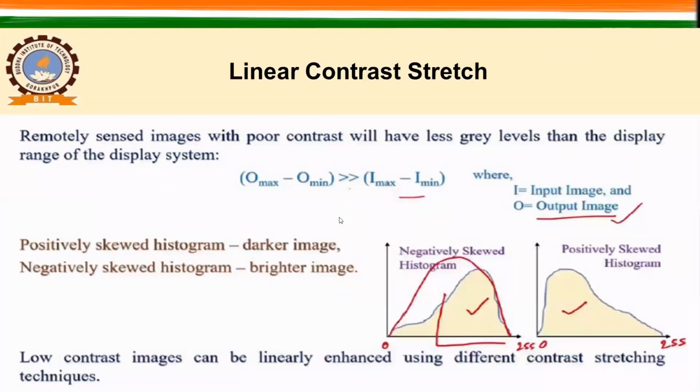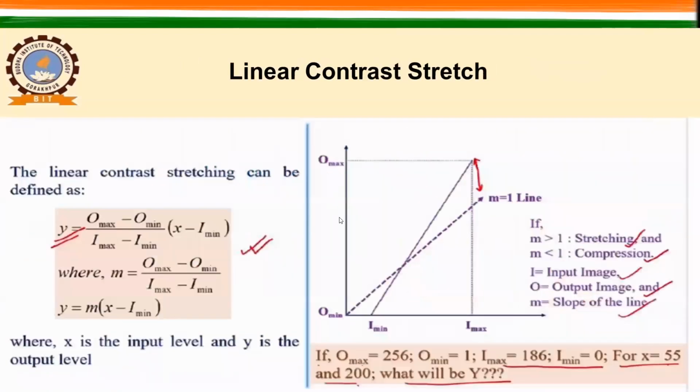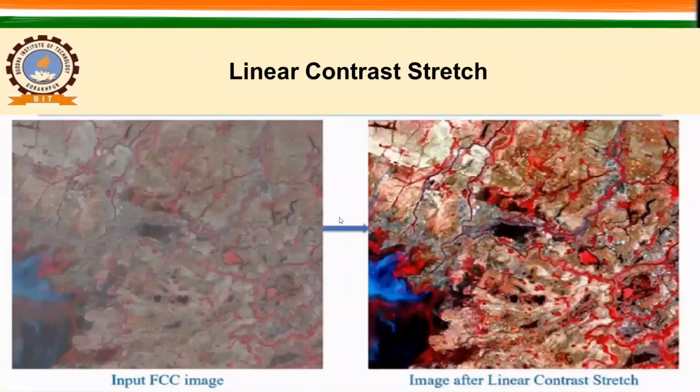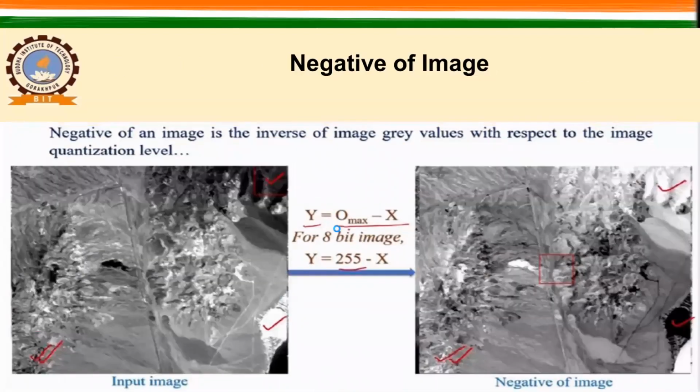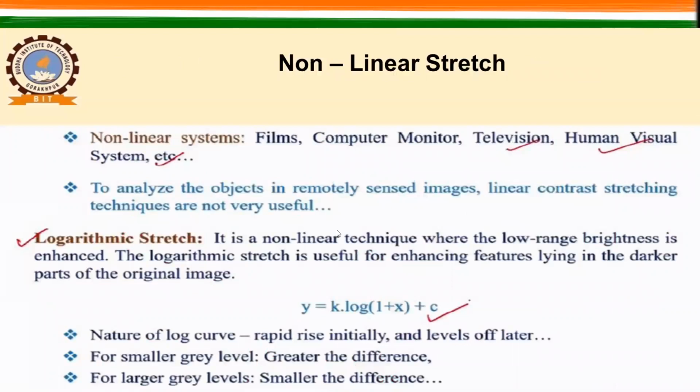Then we have your this one. उसके बाद हमारे पास है नेगेटिव ऑफ द इमेज. इसका मतलब ये हुआ कि इज द इनवर्स ऑफ द इमेज ग्रे वैल्यूज with respect to the image quantization level. Okay, then we have non-linear stretch, which is for films, computer monitor, television, human visual system. And to analyze the object in remotely sensed images, linear contrast stretching techniques are not very useful.